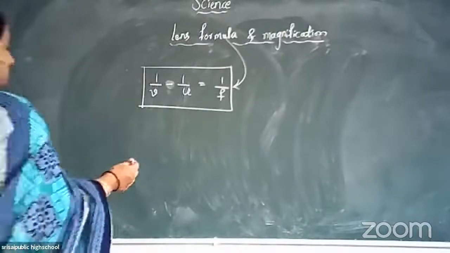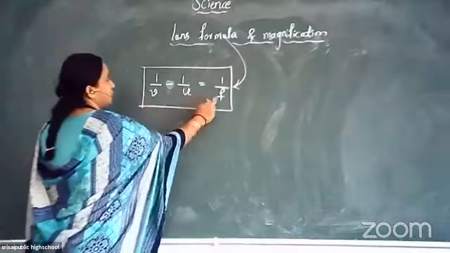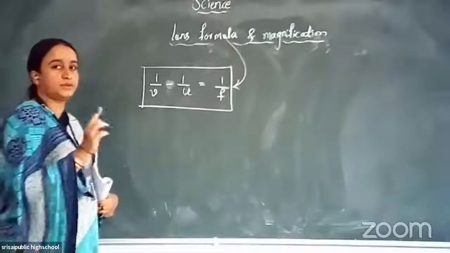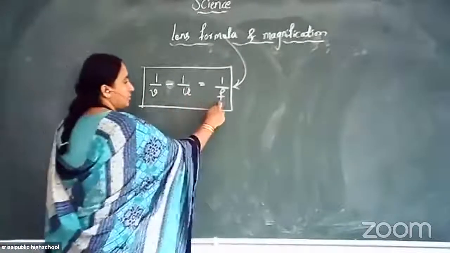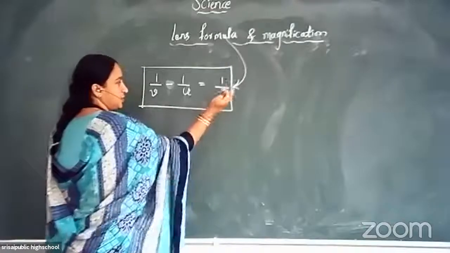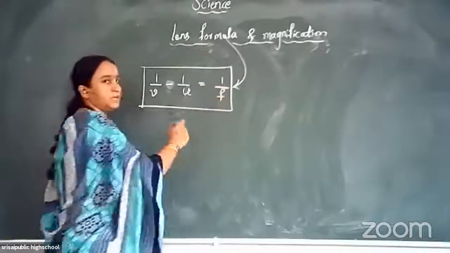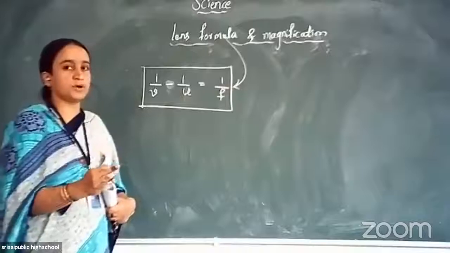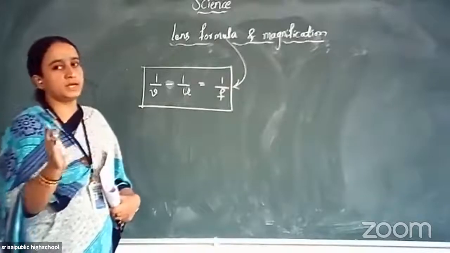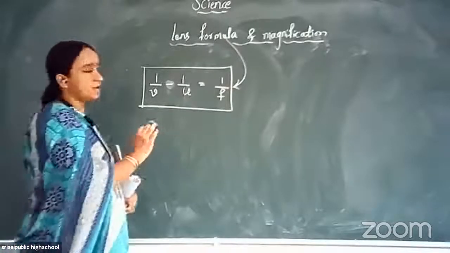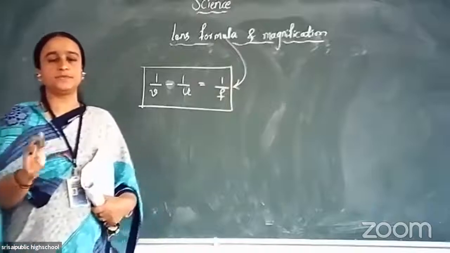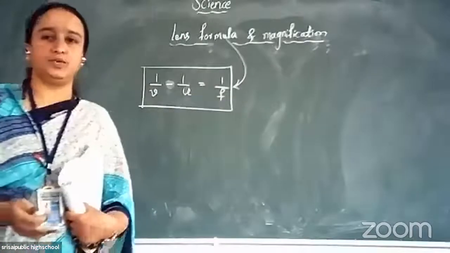While writing the signs, you should be very careful. If it is a convex lens, the F is positive. If it is a concave lens, the F should be negative. While solving the problems, you should be very careful with the signs. Otherwise, you will not get the accurate answer. So now next thing is magnification.